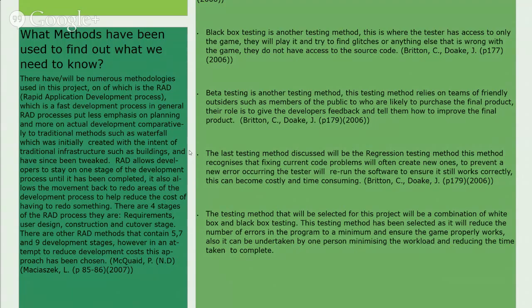There are 5 stages of the RAD development process. Sorry, there are 4 stages of the RAD development process. They are the requirements, user design, construction, and cutover stages. There are other RAD methods that contain 5, 7, and 9 stages. However, this is the RAD.